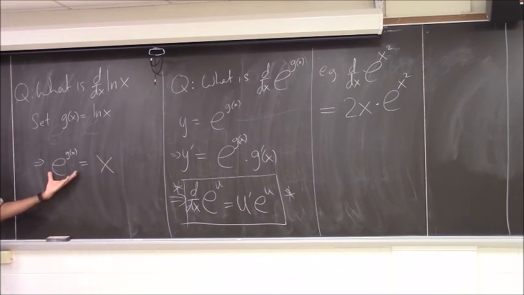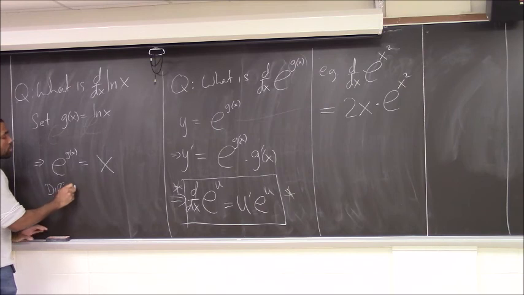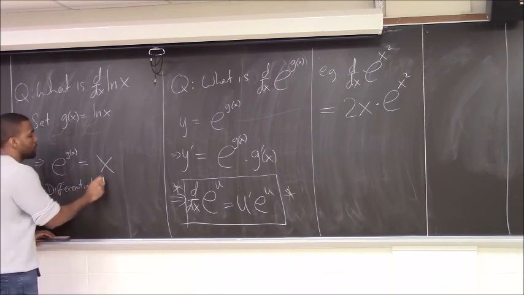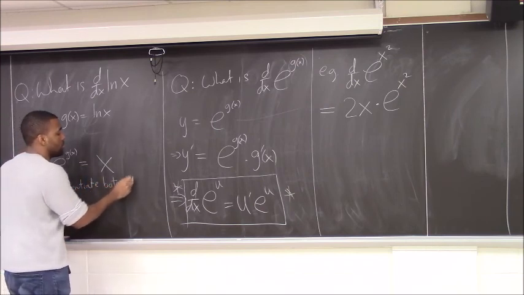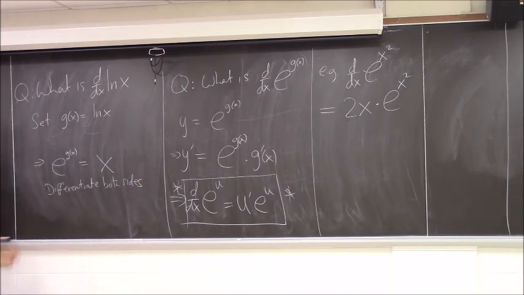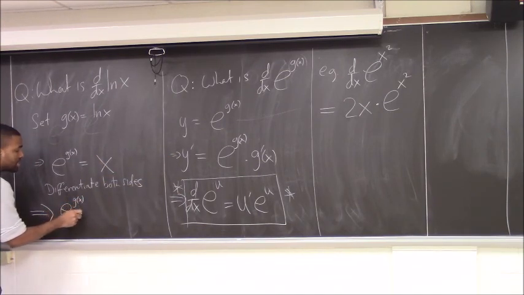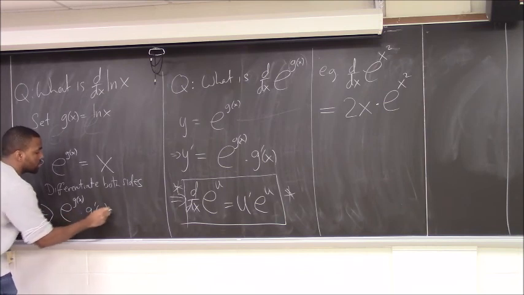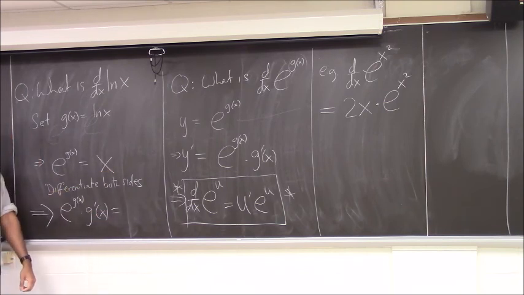So now e to the g of x is x, meaning if they're the same, their slopes have to be the same, so I can differentiate both sides. If they're the same function, they must have the same slope. How do I differentiate e to the g of x? Literally just did that, it's right there. That would give us e to the g of x times g prime of x. The derivative of x is 1. We derived that with the limit definition last time.